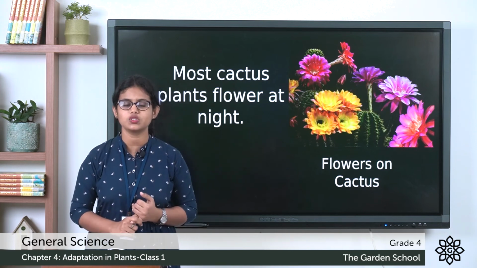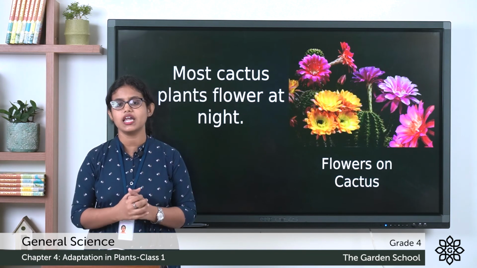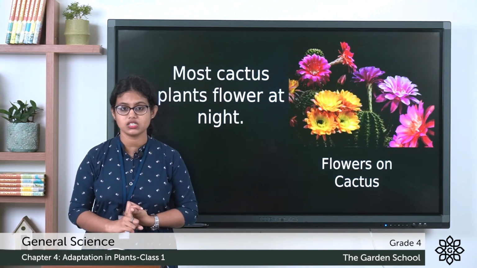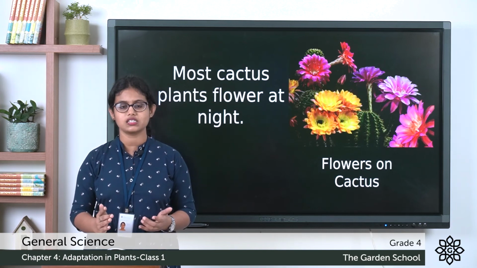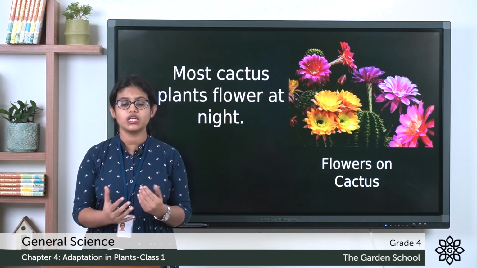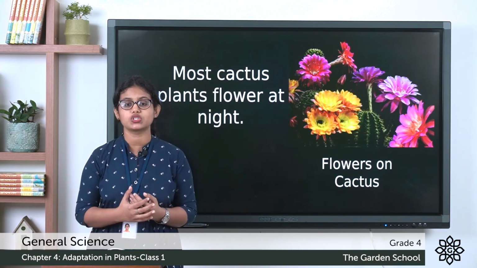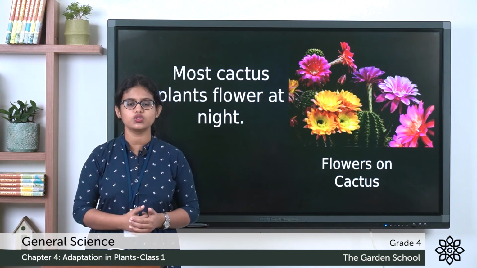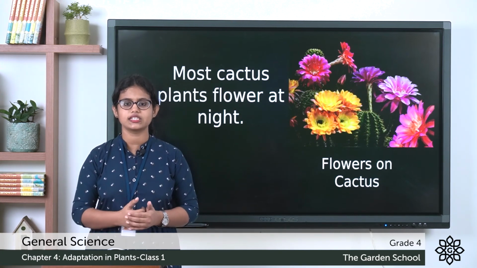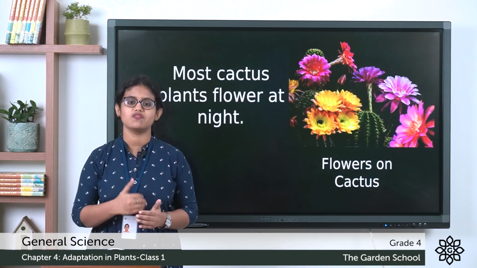So what did we learn today? We learned about adaptation. We started with adaptations in plants and learned what adaptation is. We learned about terrestrial plants and aquatic plants. And we learned about adaptation in desert plants. In that, we learned about adaptation in the cactus plant. I hope you all understood. You can go through the textbook and read it once and you will get more idea about what we have learned today.